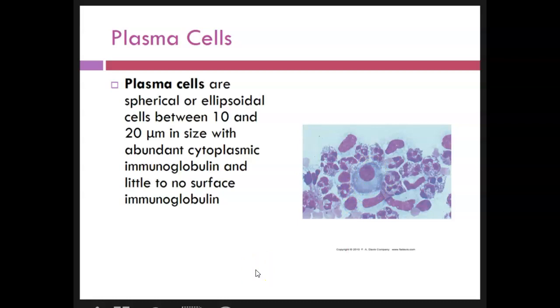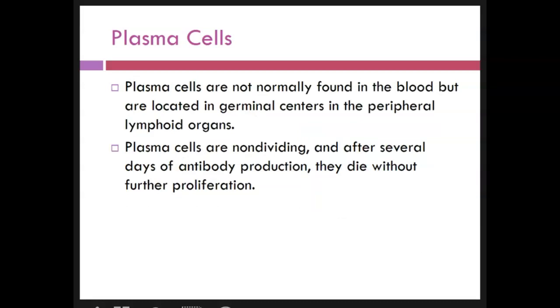And remember, what is a normal size for a lymphocyte? 7 to 10 or 7 to 12 microns. And plasma cells are about twice that size, 10 to 20, because they are busy making antibody. And antibody is also known as immunoglobulin. Plasma cells are not normally found in the blood, but inside the peripheral lymphoid organs.